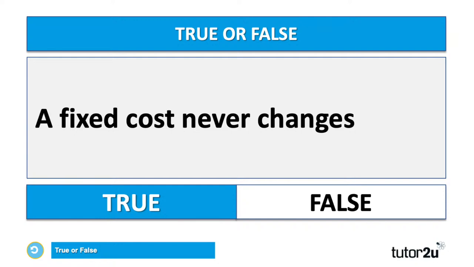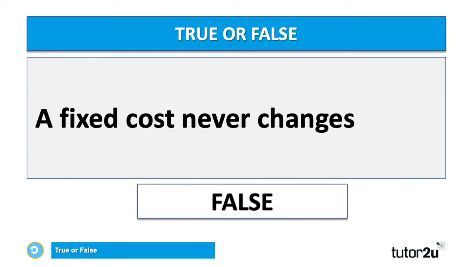The answer to this, of course, fixed cost never changes, is false. Not everybody agreed on that. Now, a fixed cost doesn't change with output, doesn't change relative to how much a business produces. But of course, fixed costs can change. Rent could change from year to year, for example. So fixed costs don't change with output, but it's not true to say a fixed cost never changes. Well done, those who got it right.